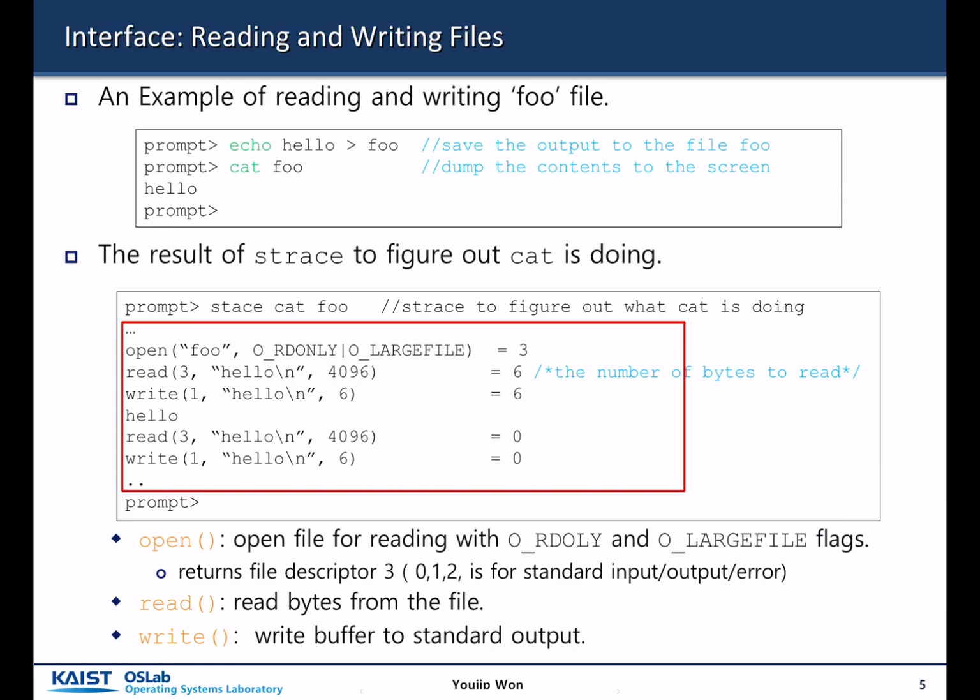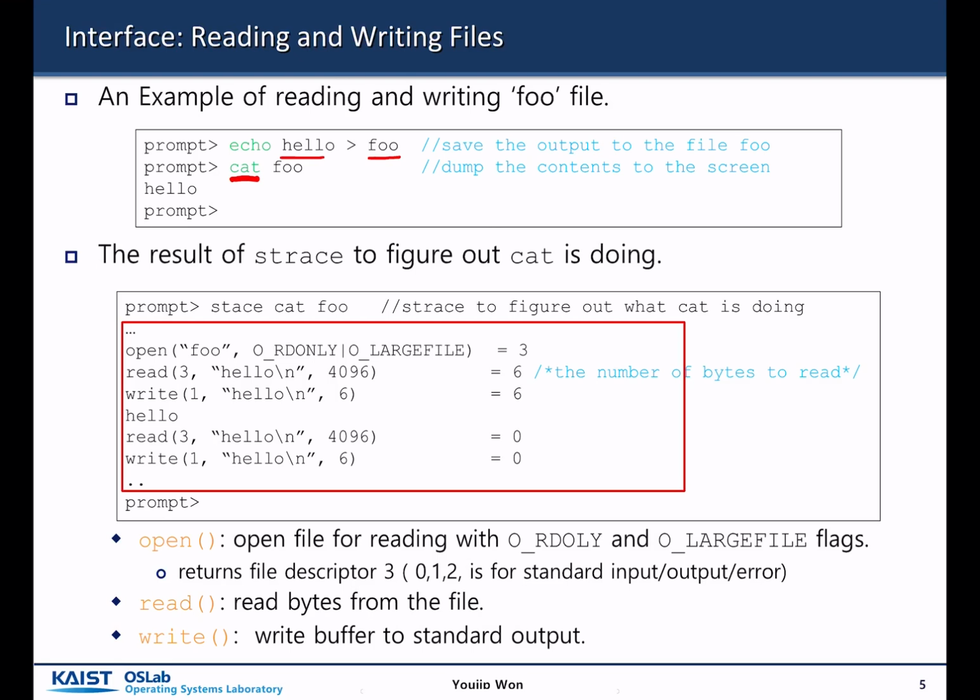The next interface is reading and writing files. Let's consider the command cat. Before looking at the details of the command cat, we are going to create a file foo, which contains the string hello. We type the command echo hello, and then redirect it to the file foo. Then file foo will be created, and it contains the string hello.